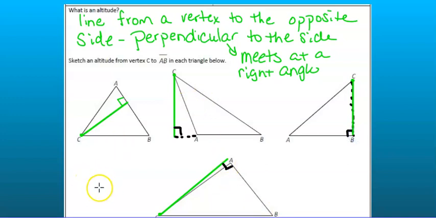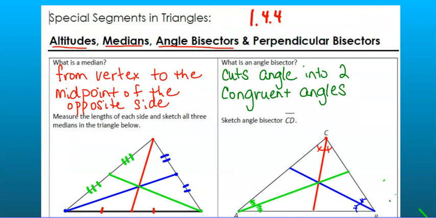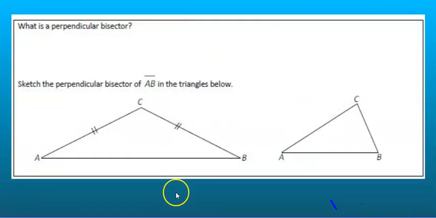All right, so again, same thing though. If you do all your altitudes, they will meet at a point as well. So all of these segments that we were just talking about, they all meet at a point. And the points have names: centroid, orthocenter. You're going to learn those in Math 3. Don't worry about it. Okay, so the last one goes from a side.